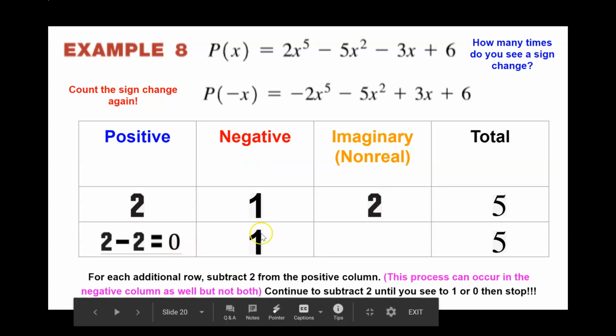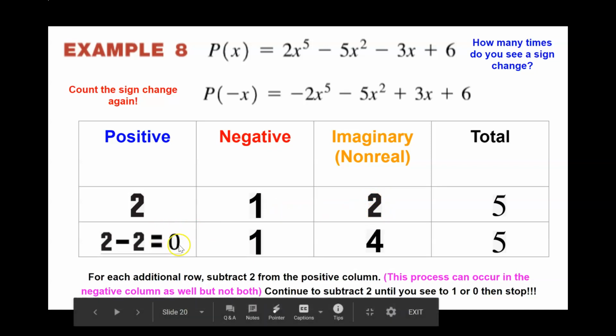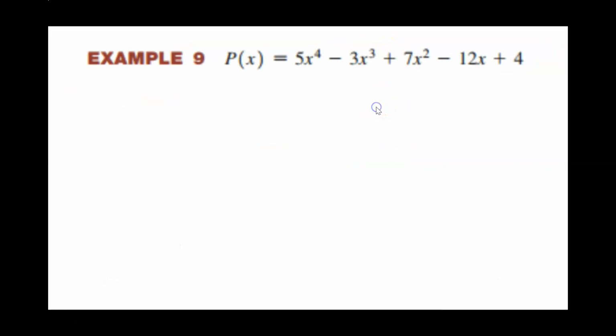If I have 0 here and 1 here, how many total should I have? This one should be 4. So here it gives us a possibility that we should have 2 positives, 1 negative, and 2 real solutions, or there's a possibility we can have no positives, 1 negative, and 4 imaginary for this particular polynomial once we get to our answer.